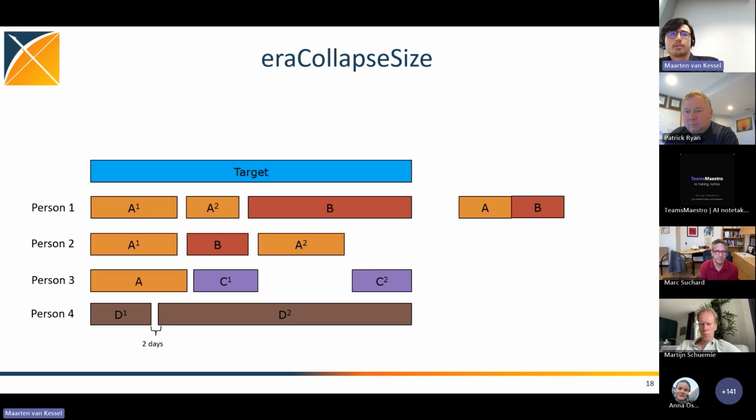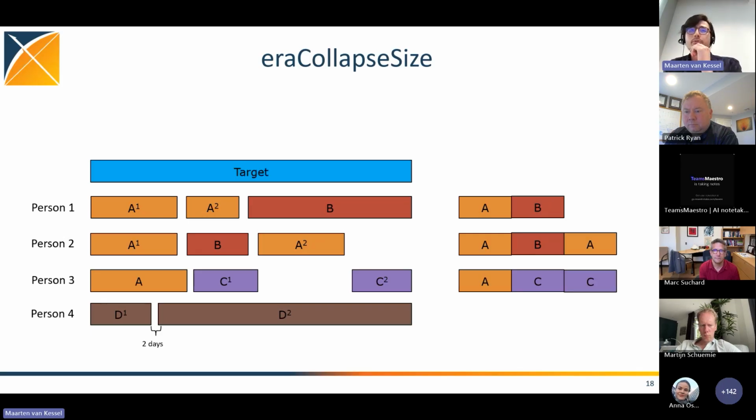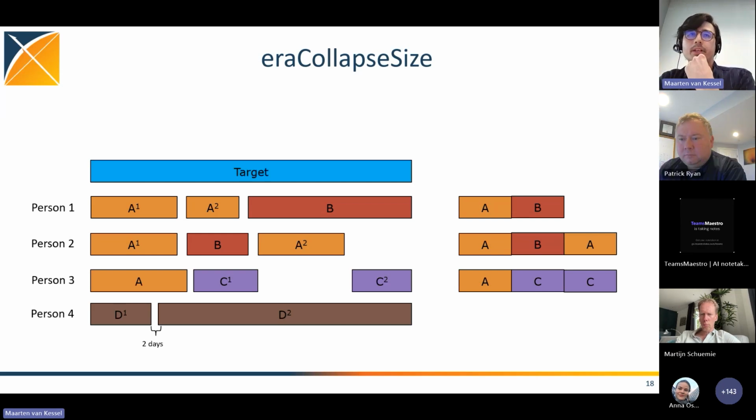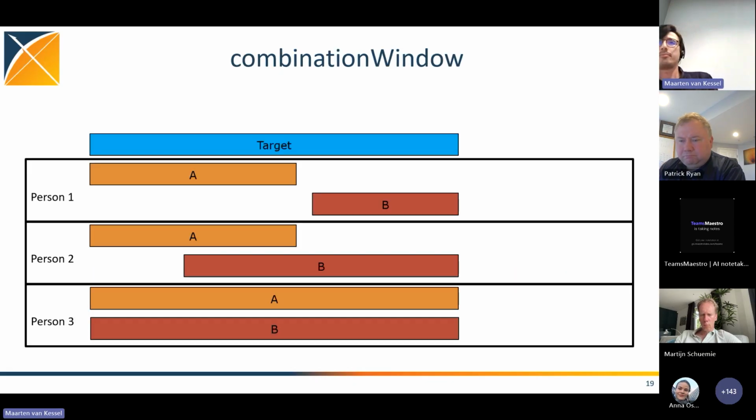For person 2, there's a B treatment in the middle, so their treatment pathway will be A to B to A. And then for person 3, the gap is too large, so the treatments will be considered as separate. So then we go from A to C to C. And then for person 4, again, it will just be one continuous treatment of treatment D.